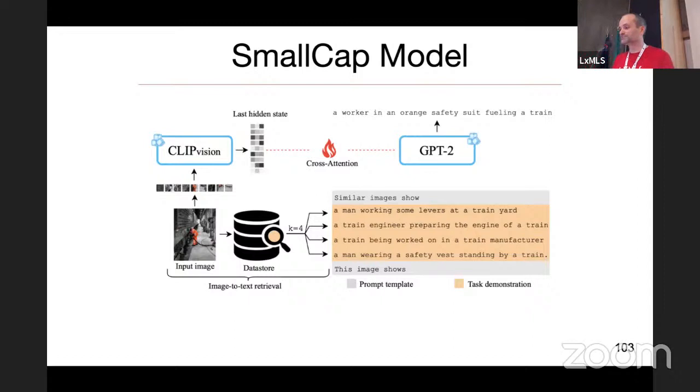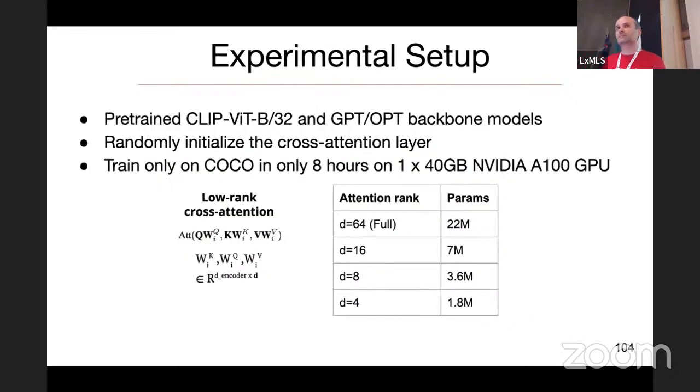That would be great. In terms of our experimental setup, we use pre-trained models from CLIP. We either use a GPT or an OPT backbone for the language model. We randomly initialize the cross-attention layer. We train the model only on the MS COCO dataset, and we do this in 8 hours using one A100 GPU. So it's less training time than the previous model.